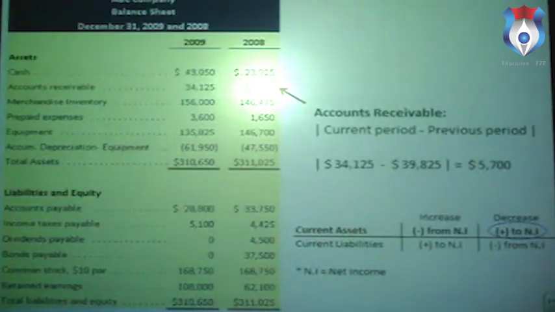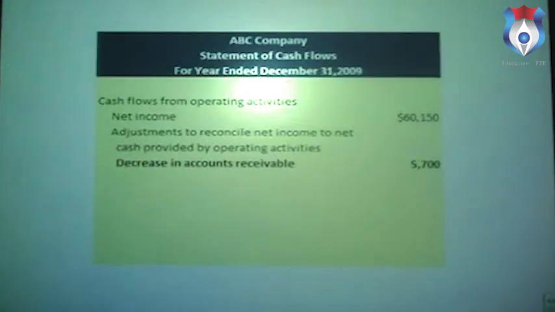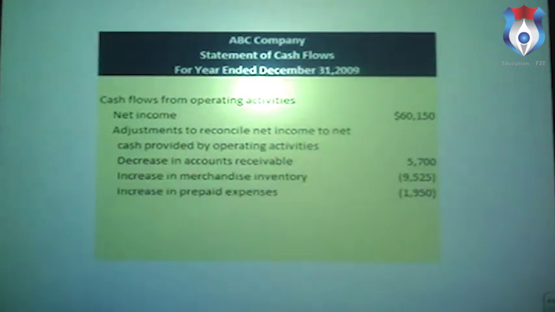First, non-cash current asset is accounts receivable. Looking at our diagram on the bottom, we see that current assets, when we have a decrease, we need to add this change to net income. Looking at 2008, moving into our current year of 2009, there has been a decrease of $5,700. The decrease in accounts receivable has been recognized. We'll apply the same method for the remaining current assets.